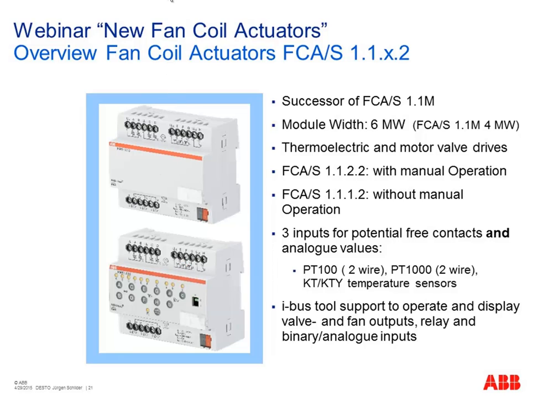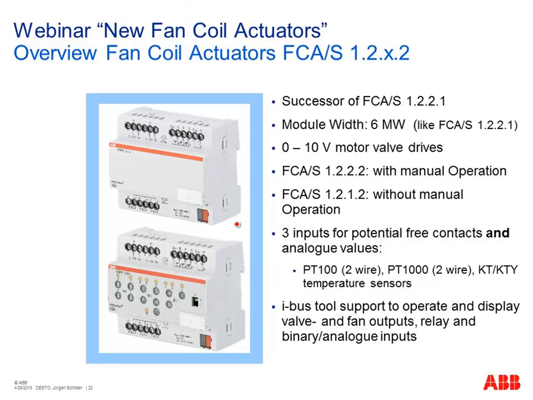So the first two we have seen already, and the next ones are not really different at first glance, but they are the successors. These are the successors of the FCAS 1221, the Fan Coil Actuator we already had, or still have, with 0 to 10 volt output. So, other hardware is necessary for controlling the valve on the upper left side, you will see it here. Again, without and with manual operation. The rest is the same as already shown or explained before.